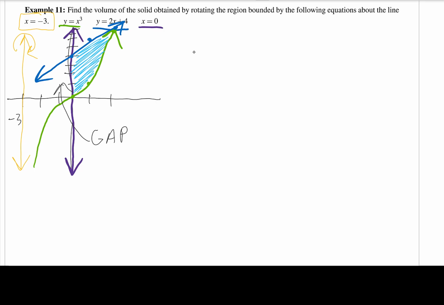Okay. And this tells me that I'm going to need to break this off into 2 separate regions right here. Right, and this was right at y equals 4. Good. Okay. So we'll separate this into top and bottom. All right, so let's work on top first.